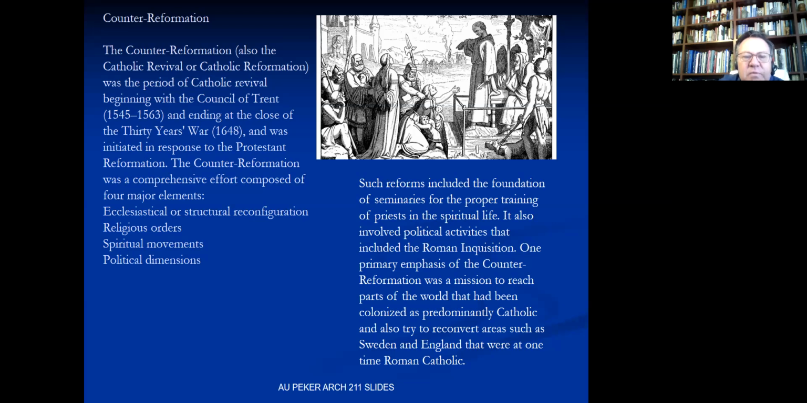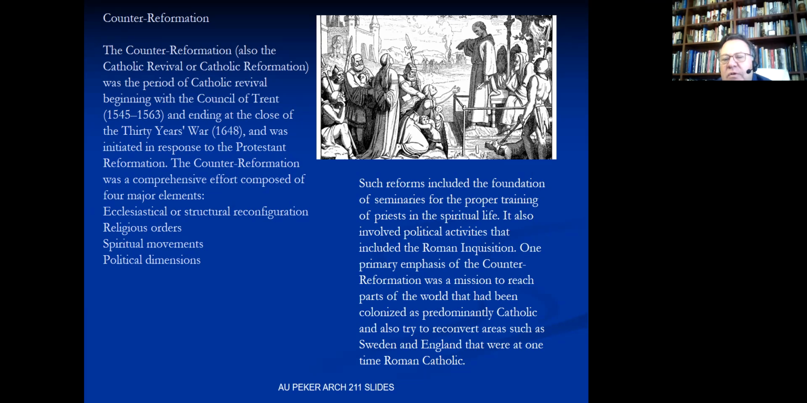The Counter-Reformation was a comprehensive effort composed of 4 major elements: ecclesiastical or structural reconfiguration, new religious orders, spiritual movements, and political dimensions. Altogether they composed the Counter-Reformation. By means of them, Catholicism would like to impose itself on the world in competition with Protestant, I don't want to say religion, but Protestant faith. Such reforms included the foundation of seminaries and educational facilities for the proper training of priests in the spiritual life.